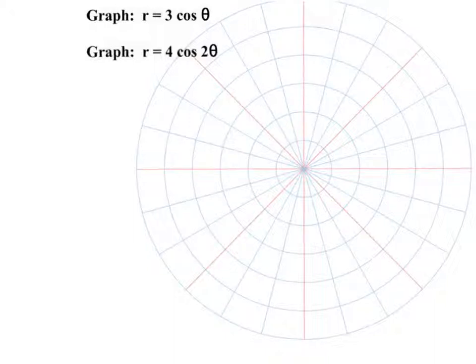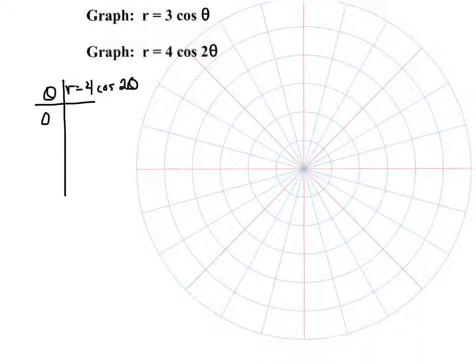So again, we're going to have theta, and r equals 4 cosine 2 theta. And again, I would just pick some spots here that would be easy. 0. Cosine of 0 is, I'm sorry, it's 1, so it's like this. So 4 units out. Then maybe pick pi over 6, because 2 times pi over 6 is pi over 3. Cosine of pi over 3 is 1/2, so this would be 2. So it would be like this. If I picked pi over 4, well, 2 times pi over 4 is pi over 2. Cosine of pi over 2 is 0, so this is 0.